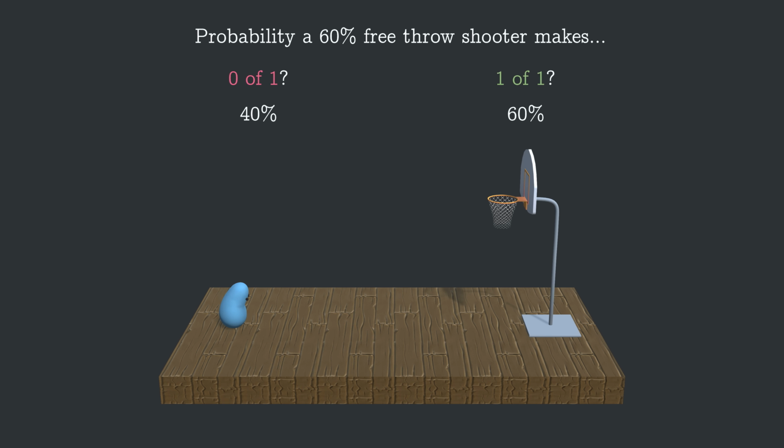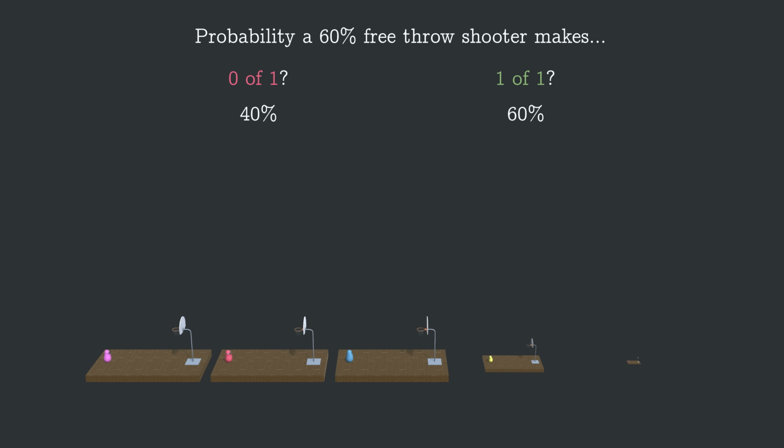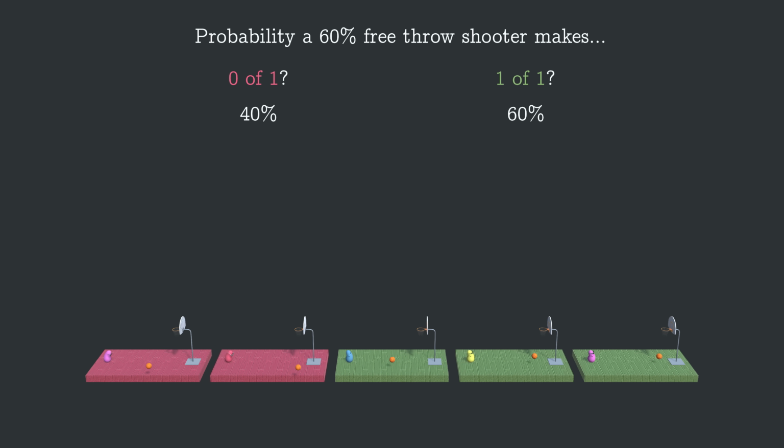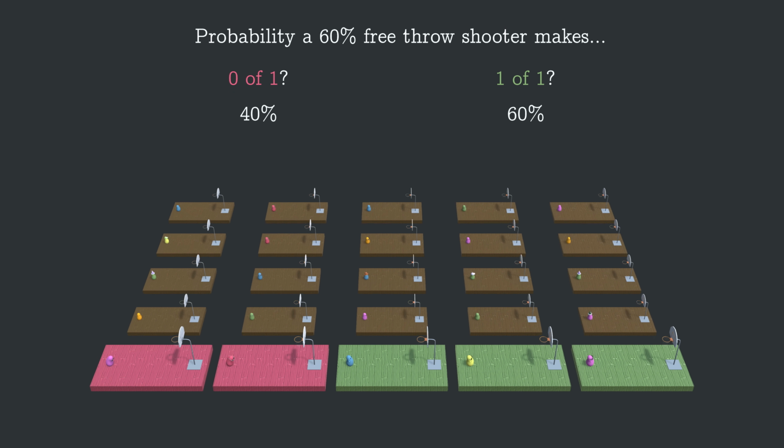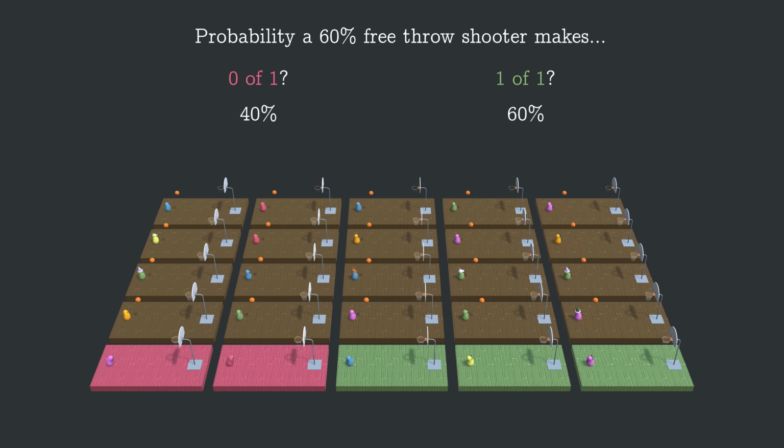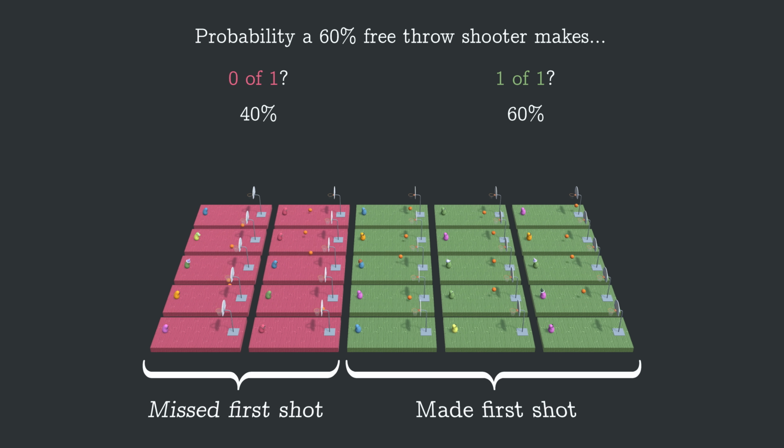60% is the same as 3 out of 5, so we can visualize the probabilities by looking at 5 blobs and having 3 of them make it and 2 of them miss. Okay, now what if the blobs take 2 shots each? It'll be helpful to have more blobs to look at here, so let's make this into a square of blobs and have the new blobs also take their first shot, again with 3 out of 5 of them making it.